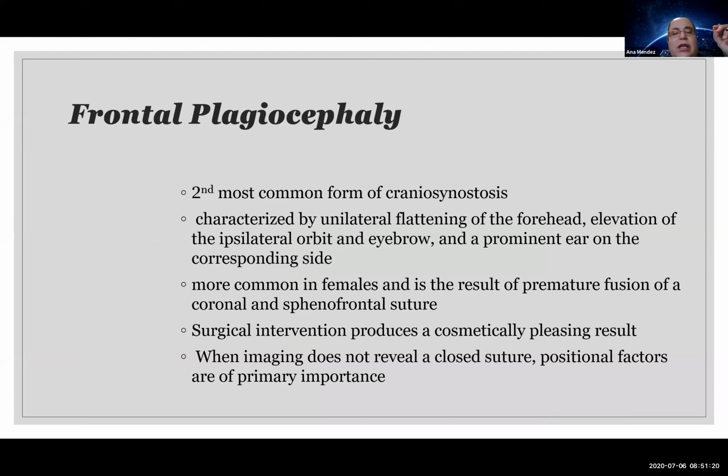So frontal plagiocephaly, and I have one patient with that, whose mother never got surgery, and it actually looks better now as she got older. It's the second most common form of craniosynostosis. It's characterized by unilateral flattening of the forehead, elevation of the ipsilateral orbit and eyebrow, and a prominent ear on the corresponding side. It is more common in females and is the result of premature fusion of the coronal and sphenofrontal suture. Surgical intervention produces a cosmetically pleasing result, but it doesn't cause increased intracranial pressure. When imaging does not reveal a closed suture, positional factors are of primary importance.